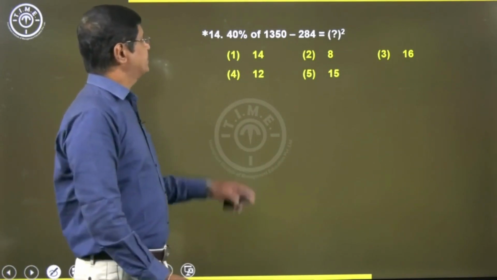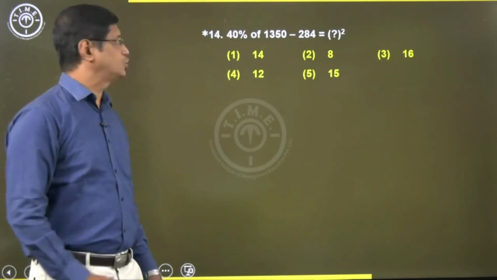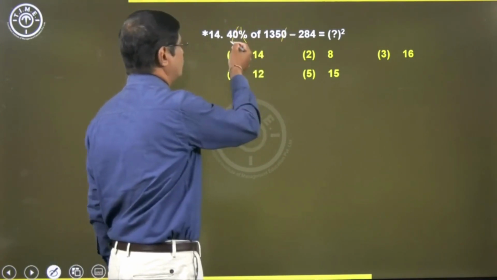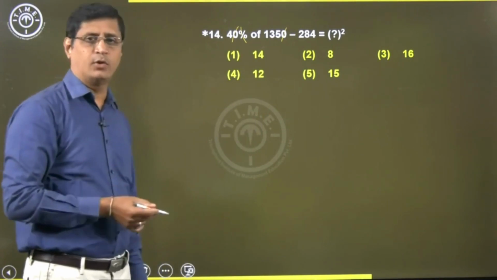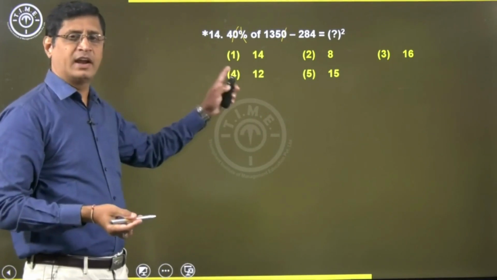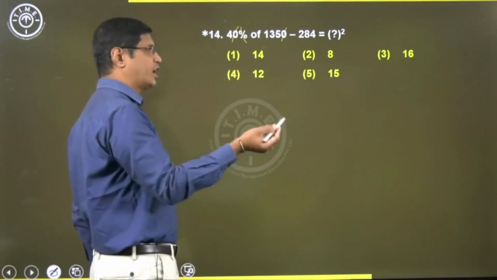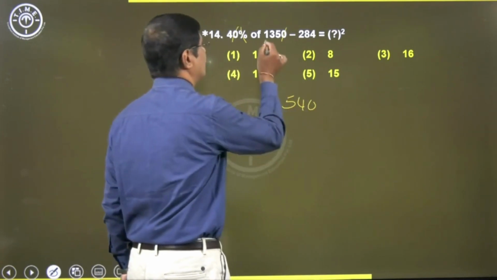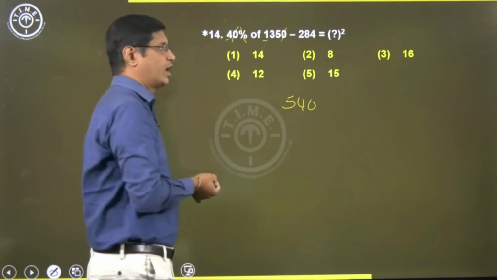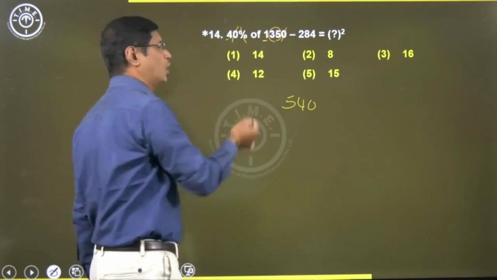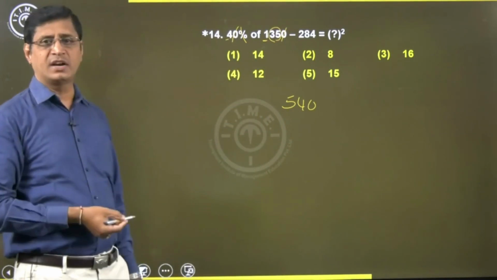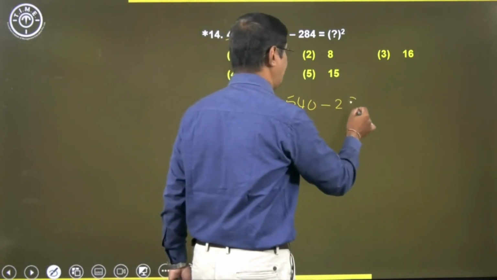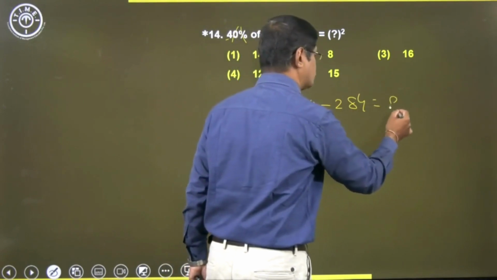Next, 40% of 1350. Percentage and 0 we can cancel. 4 times 35, 140. 100 into 4, that is 400. 400 plus 140, that is 540. Minus 284 equals question mark square.